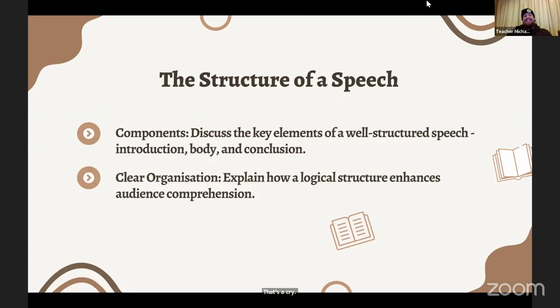But very good answer there. So the logical structure of a speech helps your audience understand it more. Very well answered. Because if your speech isn't organized well, if your transition through subjects doesn't make sense, then the audience are not going to be able to follow it.